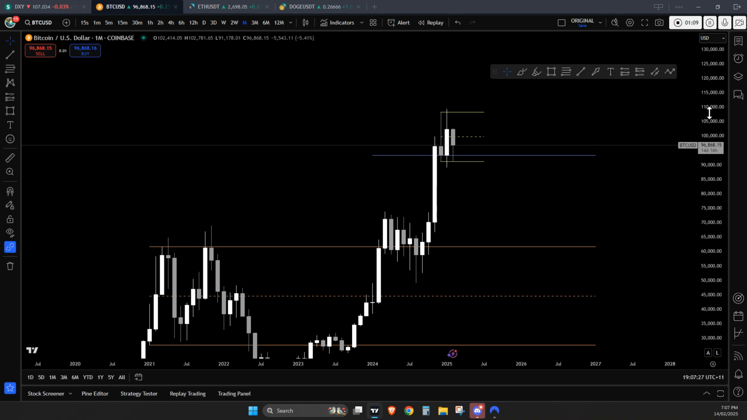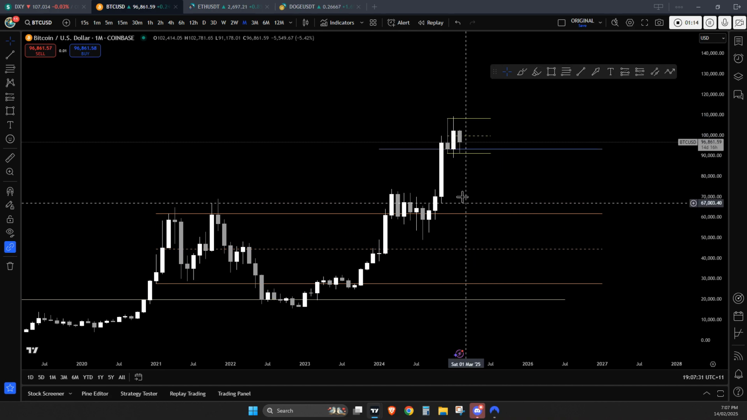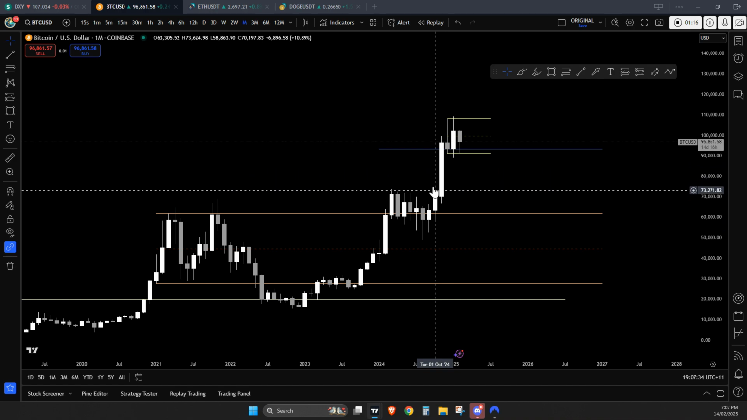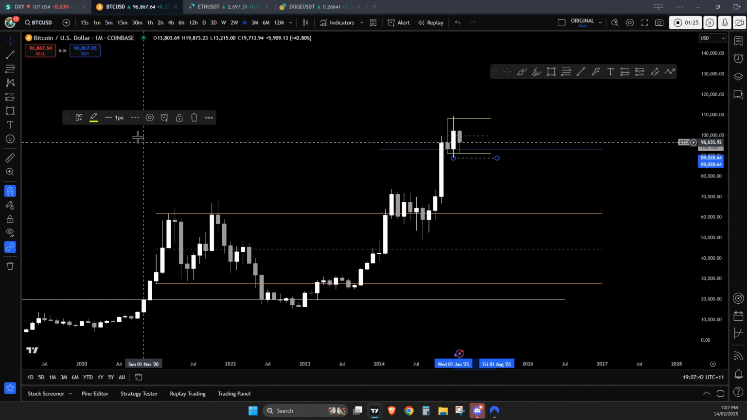But anyway, if we look at this range here, two things to notice. One, price is stuck between there. Two, you have this massive inefficiency gap. So if we were to lose December's low, then I'd be looking at this as support, right?